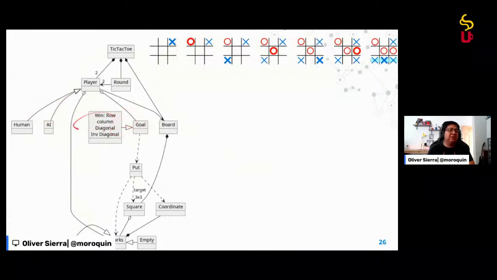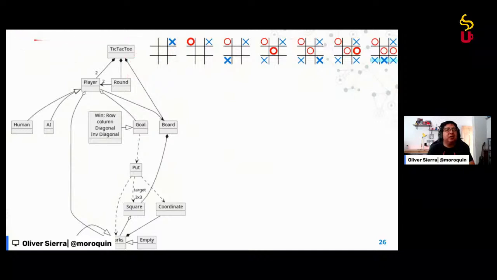Between the goals, we said that he wants to win, and there are different kinds of ways a player can win, and the goals also put a mark on a square on their board. Okay, so these relationships describe the whole problem that we are solving right now.